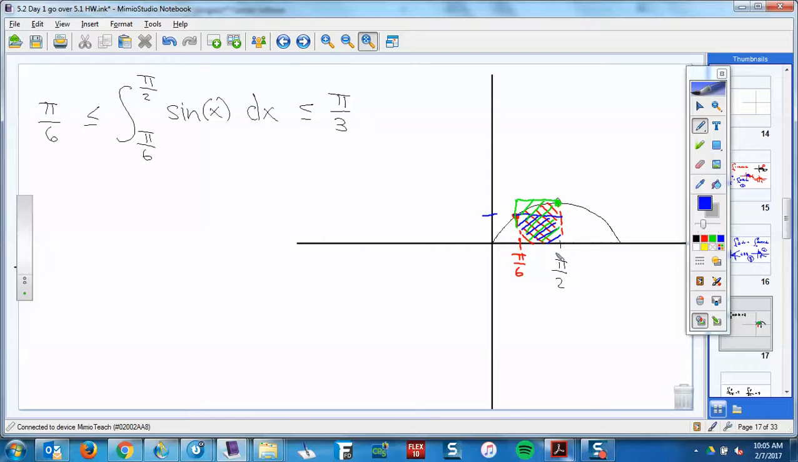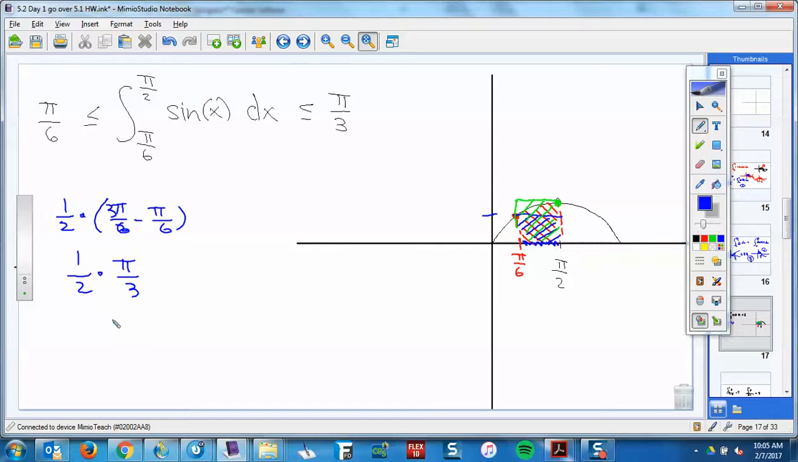Sine pi over 6 is 1/2. So that's a height of 1/2. And what's the width of this rectangle? It'd be pi halves minus pi sixths, which would be 3 pi sixths minus pi sixths, which would be 2 pi sixths, which is pi thirds.